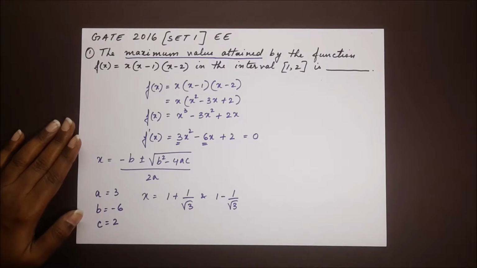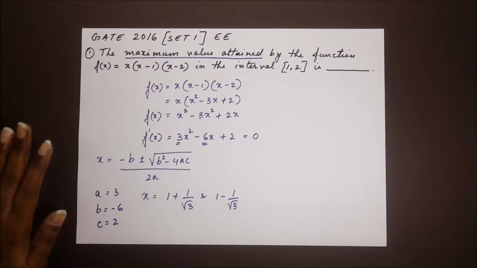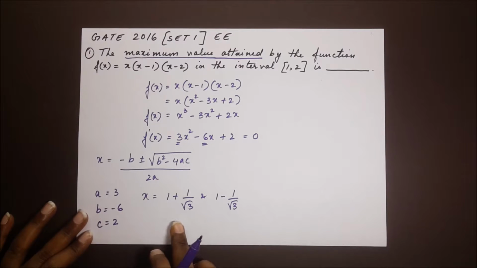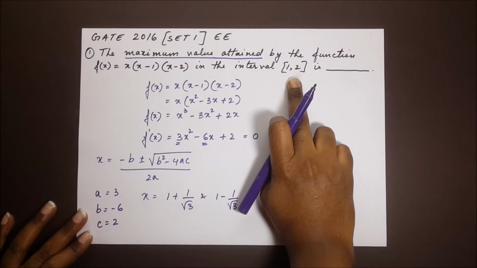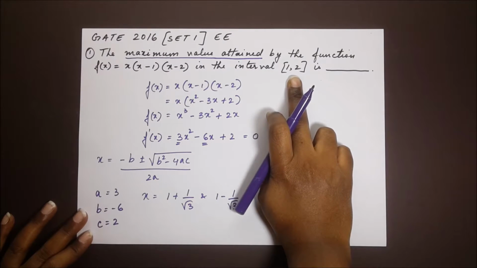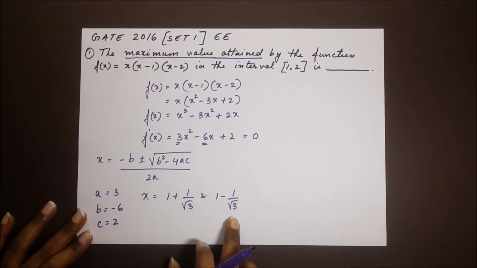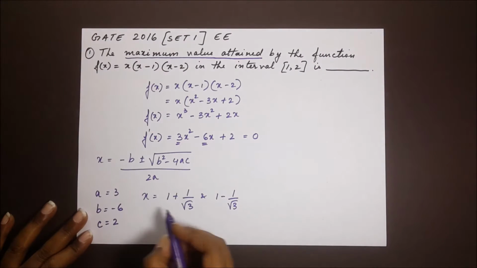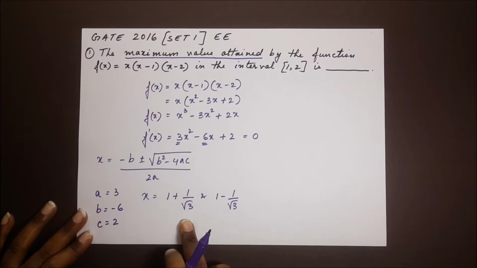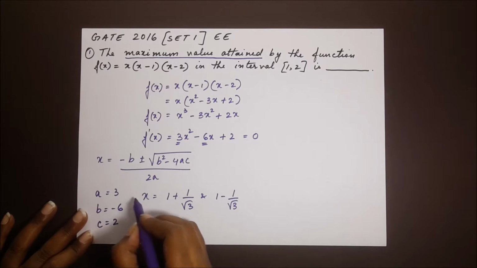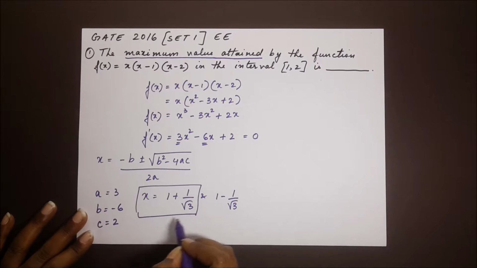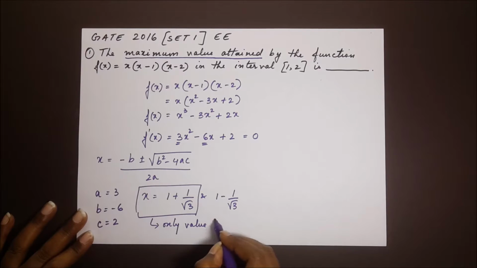So now you have two values of x. Now you need to see which one of these two lies in the interval given. Now the interval says 1, 2. Among these two, it's only the first value that lies between 1 and 2 here. So this is the point. Let's mark that. This is the only value that lies in the given interval.